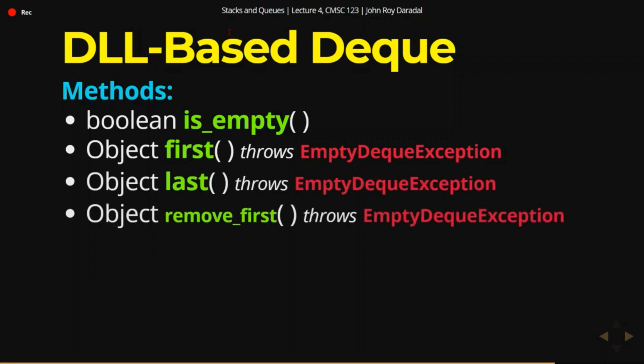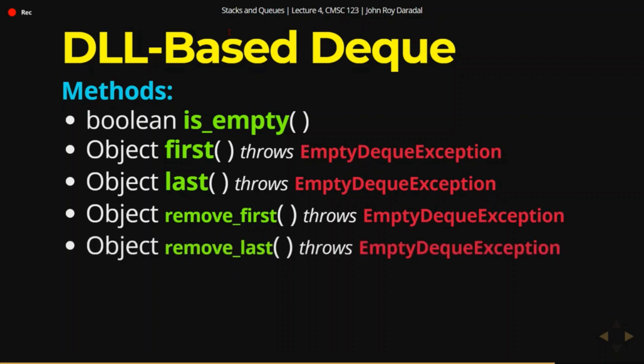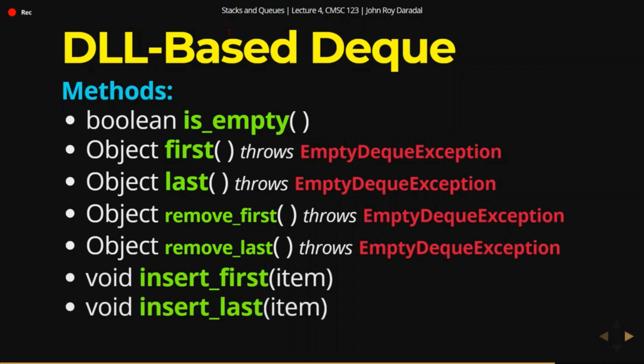Okay, remove first returns an object and also throws an empty deck exception. The same with remove last. Then insert first does not return anything, and insert last also does not return anything. And you'll notice it doesn't throw an empty or a full deck exception because we are using a linked list, so there is no capacity issue.